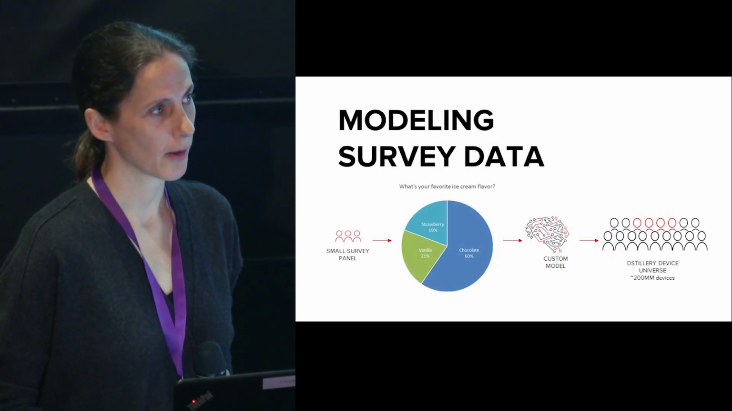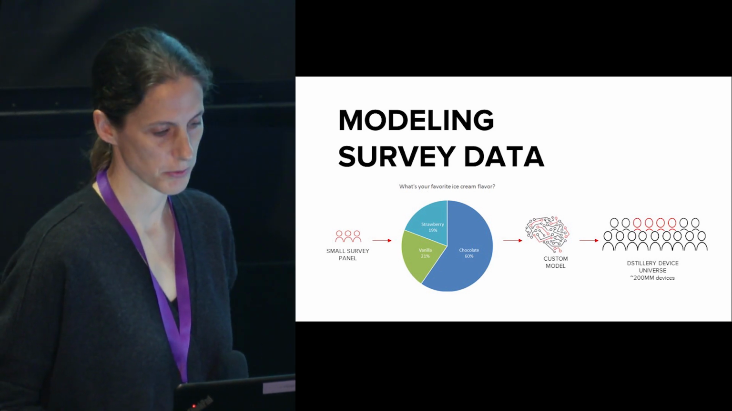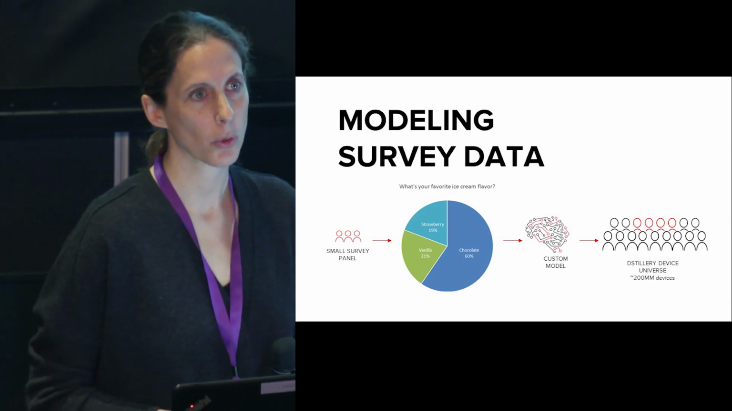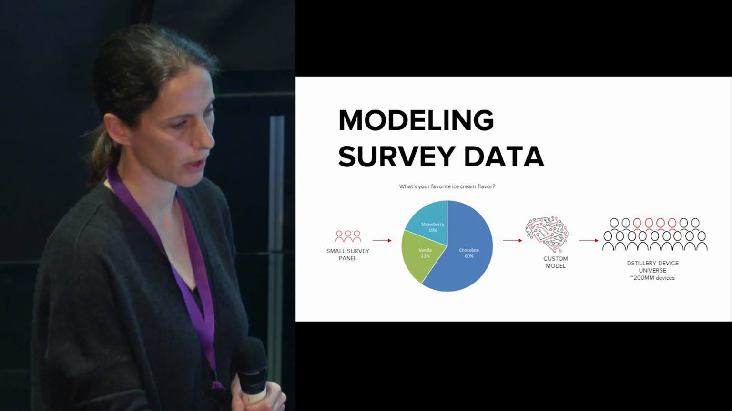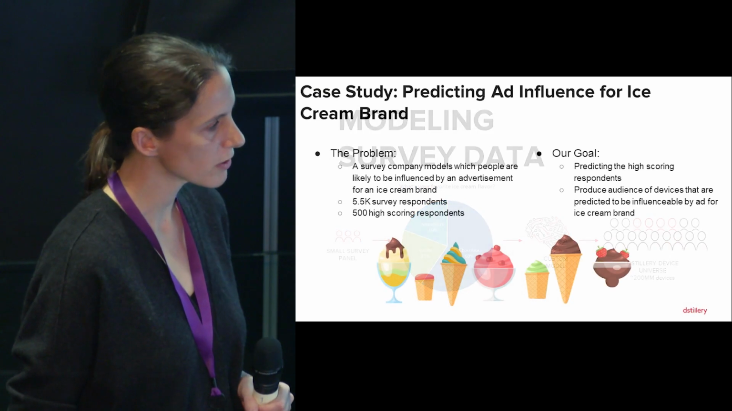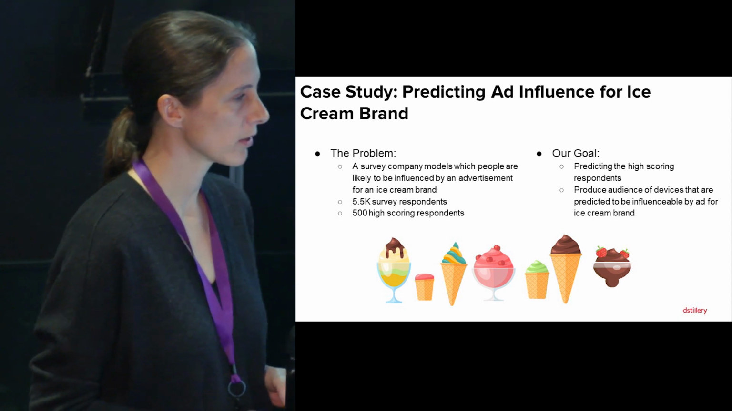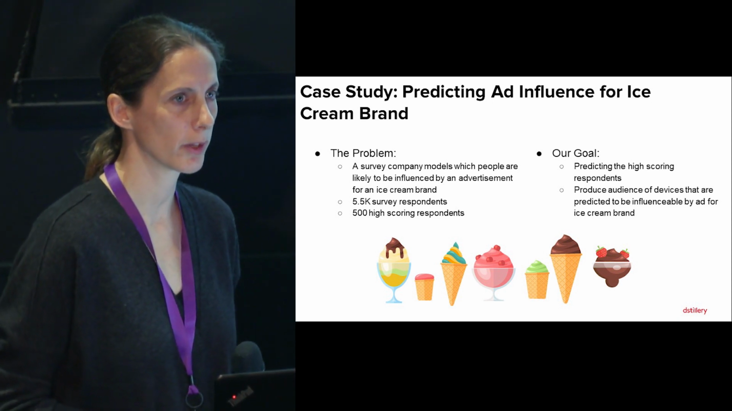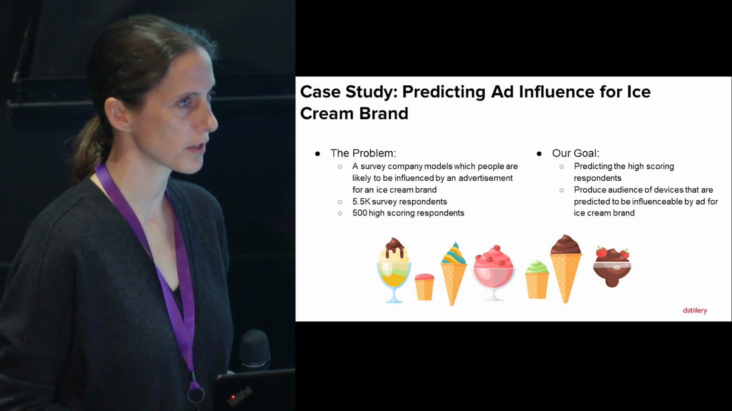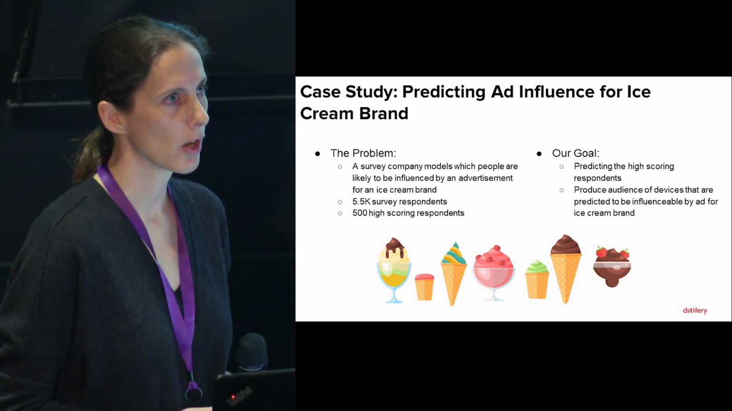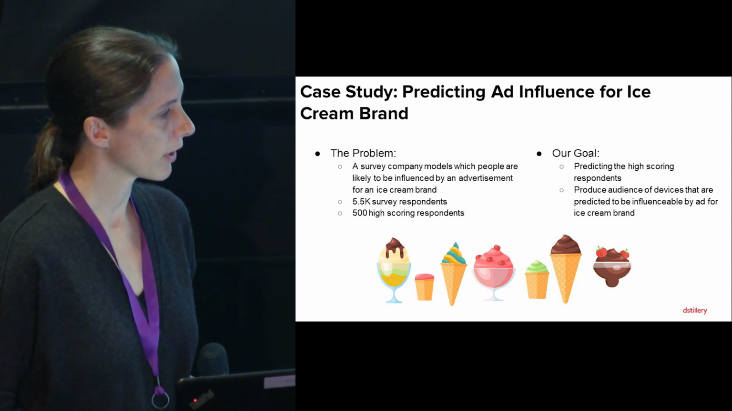I've just told you how we can build this reduced dimensional feature space, and how it seems to perform well when building models with a small number of devices. And I'm going to show you a quick example of how we worked with a survey company and actually put these embeddings to work. We worked with a survey company that was working with an ice cream brand, and the survey company had administered a survey. We weren't told what the questions were, but the survey company had then built models to predict which of their survey responders were most likely to be influenced by advertising for an ice cream company.